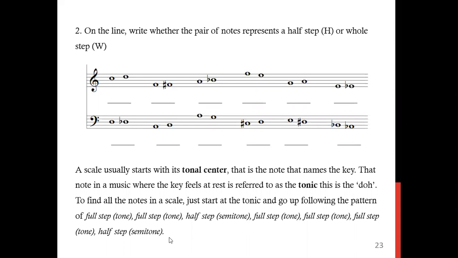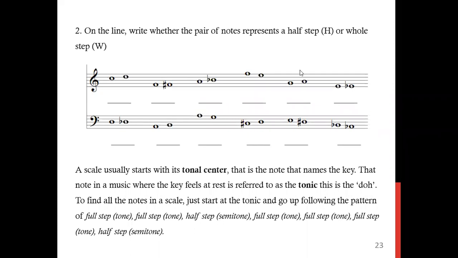What this is basically saying is that if I tell you to construct the major scale of F major, just F major, your tonic is going to be on F, right? So how do you know the next one?